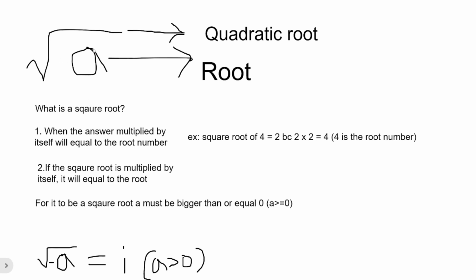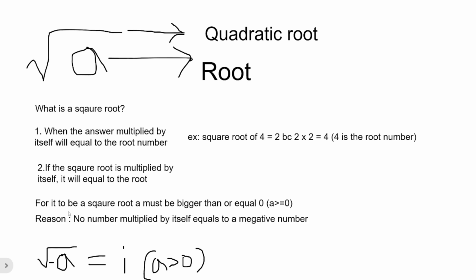So for example here, the square root of a times the square root of a is going to equal the root, which is a. And for it to be a square root, the number must be bigger than or equal to 0.